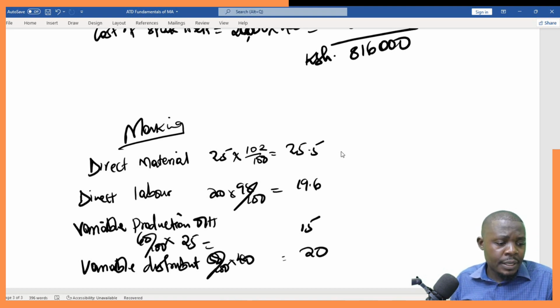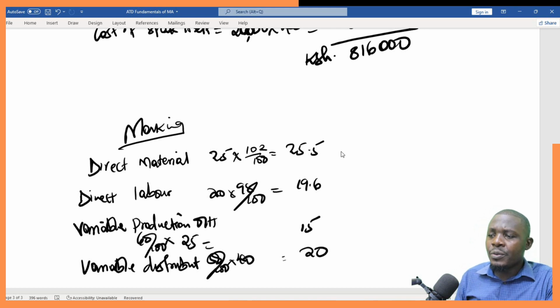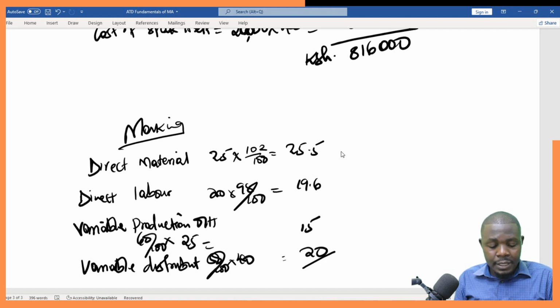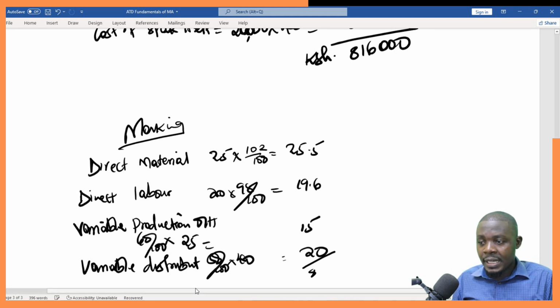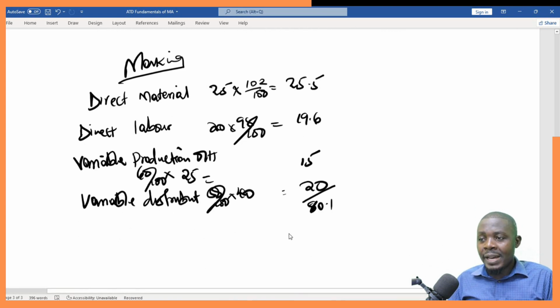Okay. Then we are told that the fixed distribution overhead is unavoidable, and if Mali continues to outsource the company's product, it will drop by 30%. Now, at that point, we can compute the variable cost per unit. We have 25.5 plus 19.6 plus 15 plus 20. The variable cost per unit is 80.1.